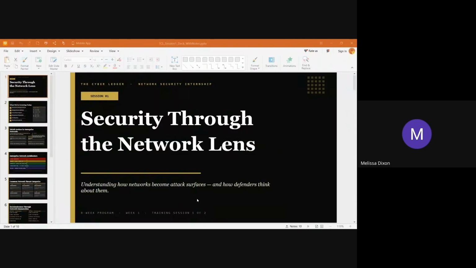So, security through the network lens: understanding how networks become attack surfaces and how defenders think about them.